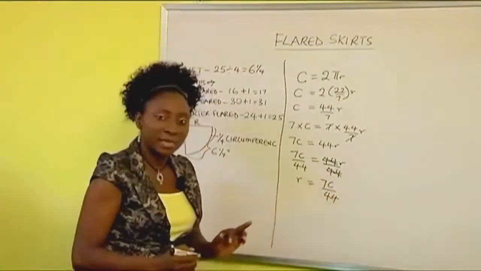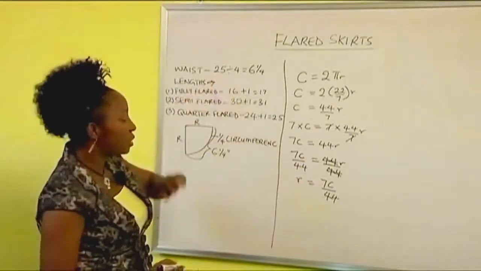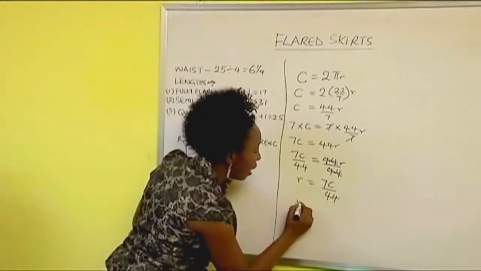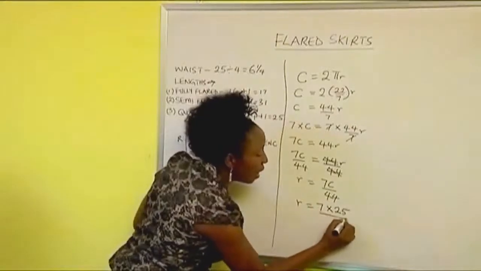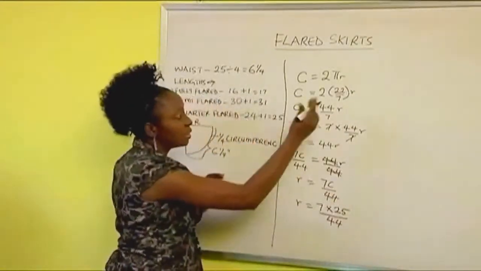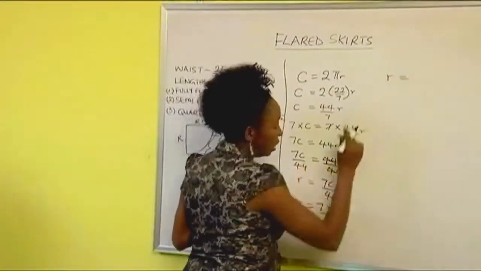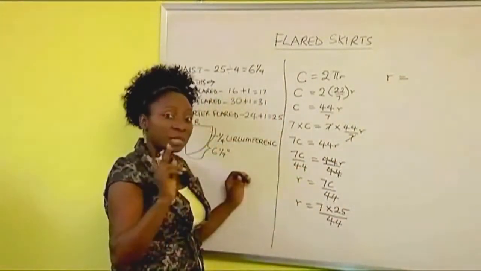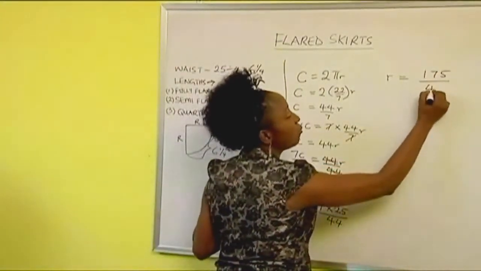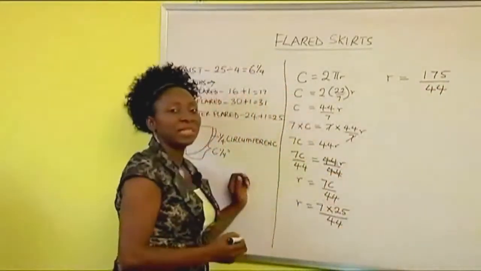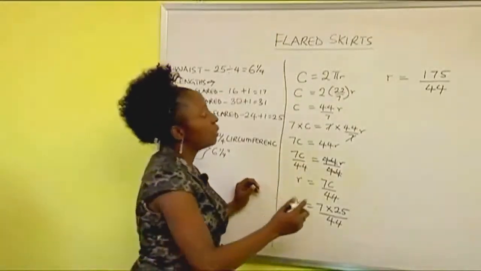Once we've done this, we already know that this is r. So now I know my C. All I have to do is substitute C with my measurement, which is 25 inches. So that will give me r equals 7 times 25 divided by 44. If we calculate 7 times 25, you get 175. You get 175 divided by 44. Now just take a minute and try and calculate that with your calculator or with your phone.